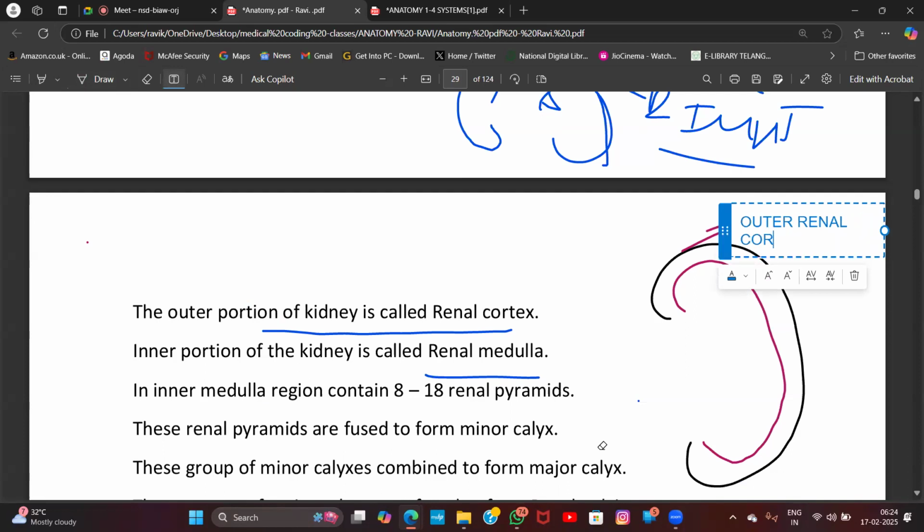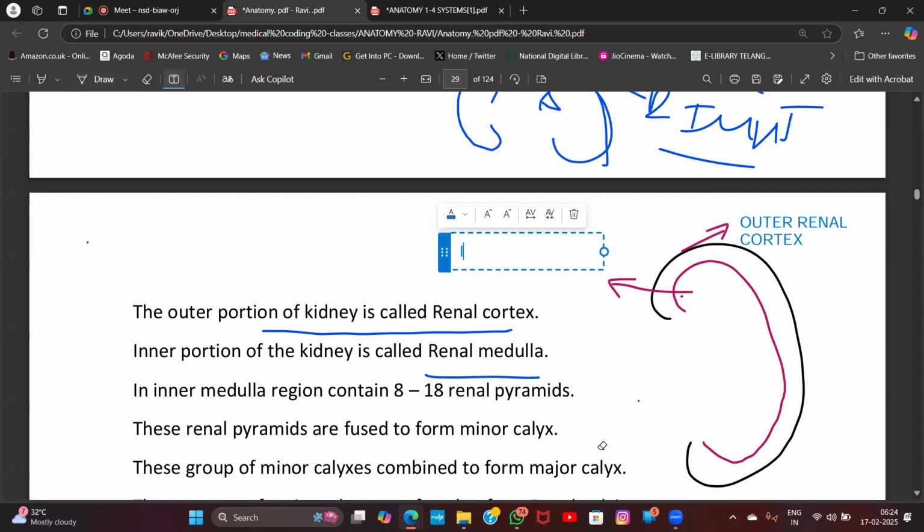Outer renal cortex. The middle part of the kidney. What is the middle part of the kidney called? The inner part of the kidney is called inner renal medulla. It's called inner renal medulla.